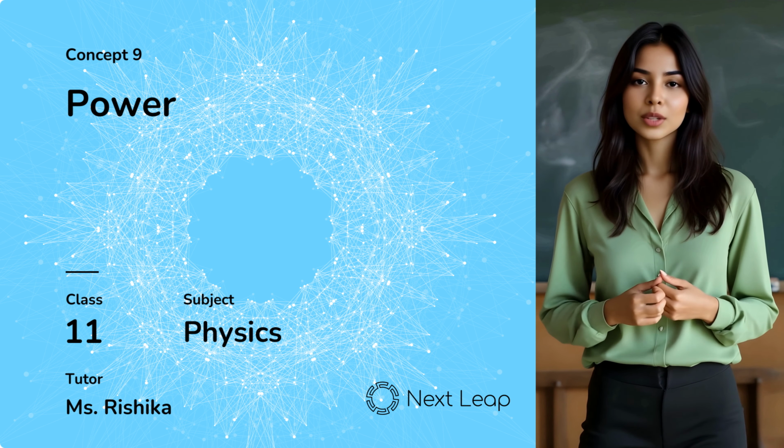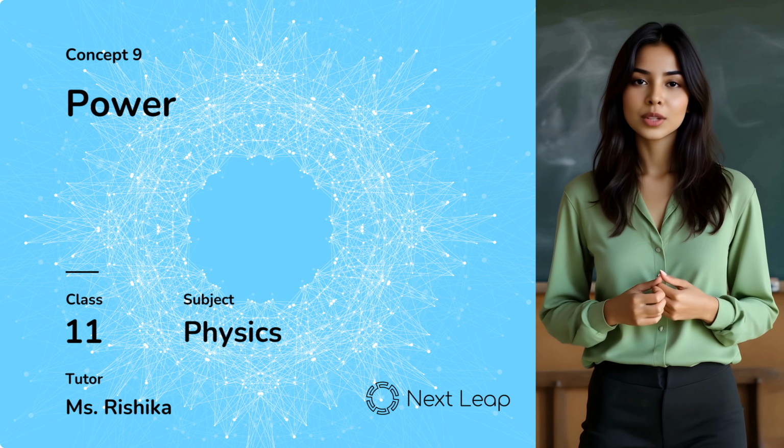In another form, for rotating objects, we have P equals tau times omega, where tau is torque and omega is angular velocity. This comes in handy when you're dealing with motors or spinning objects. Power is all about how quickly things are moving or rotating, and it's something we use in so many real-world applications, from electric cars to wind turbines.